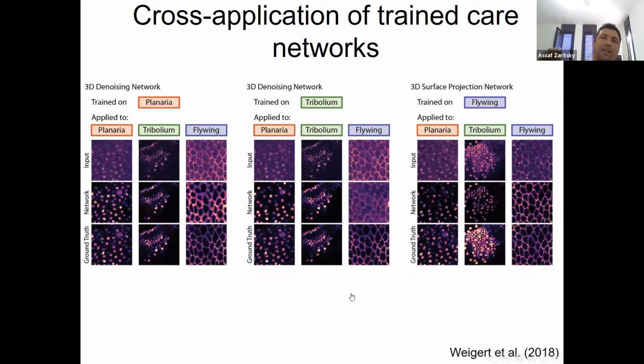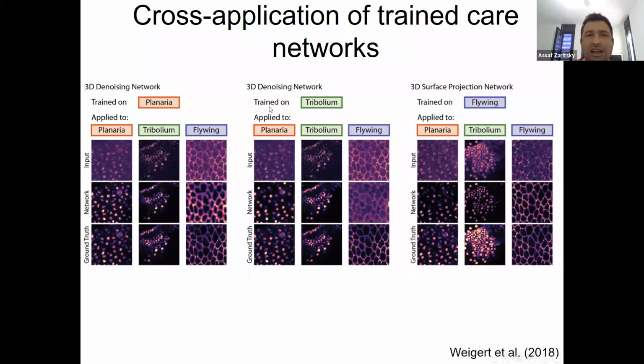The next question is, okay, we showed that it worked, but what happens if we train the data on one cell type, for example, or animal or whatever, and then we move to a different system? Can we generalize that? And the answer, of course, is that when you train on one system, you are going to get the best results on that system that you trained your models on. But it still works pretty nicely also on other systems, which shows that it's a generalized technology.